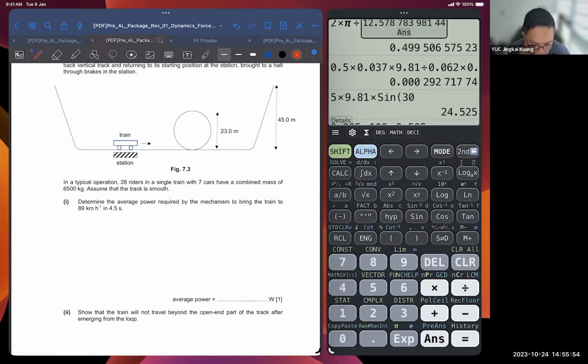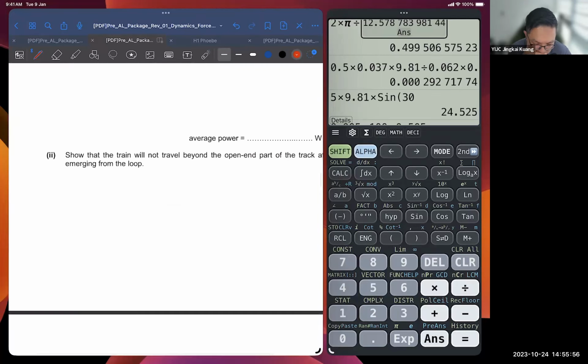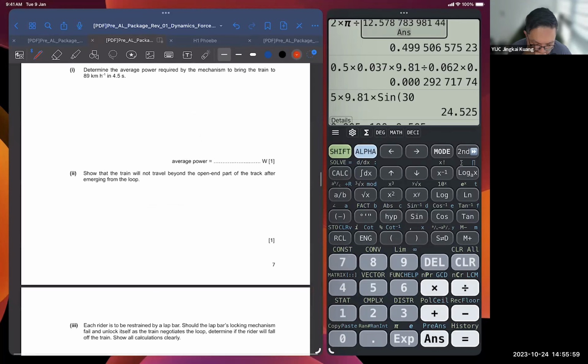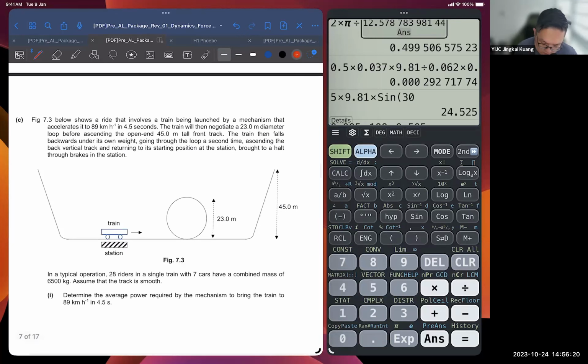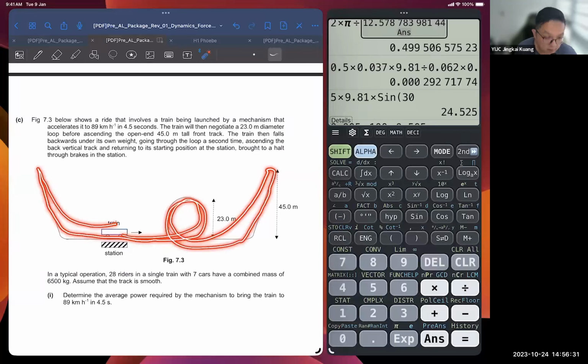Negotiate the 23-meter diameter loop before ascending the 4.5-meter track. Falls backwards under its weight. Going through the loop a second time, ascending the back vertical track. Okay, so this vehicle goes like that. The vehicle goes from here, goes like this, up, comes to here, then rolls back down, one full round, then goes back up and comes back to here. A bit complex, but yeah.